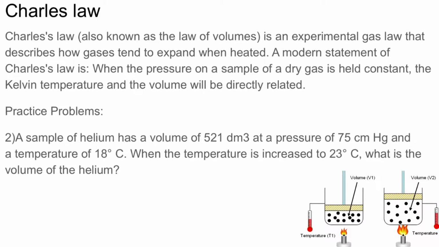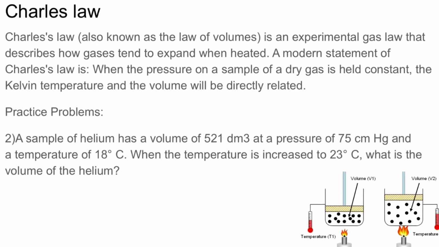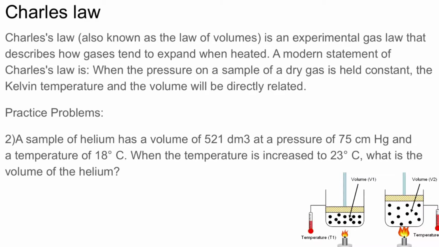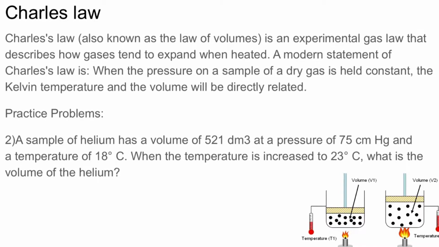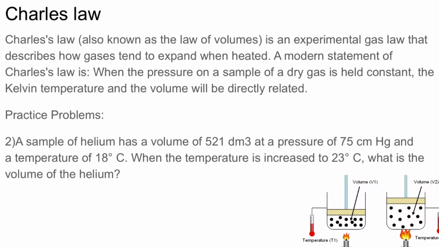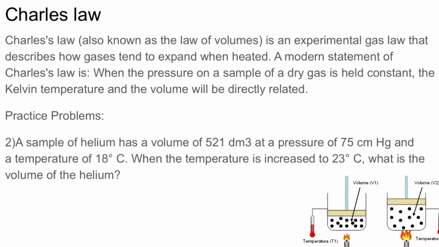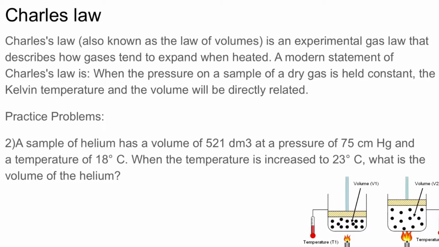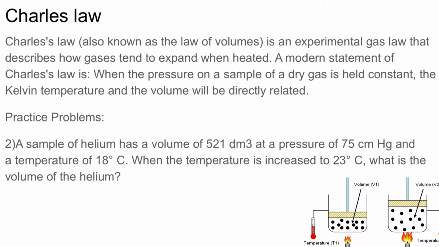Practice problems. Number 2. A sample of helium has a volume of 521 dm3 at a pressure of 75 centimeters Hg and a temperature of 18 degrees Celsius. When the temperature is increased to 23 degrees Celsius, what is the volume of the helium?